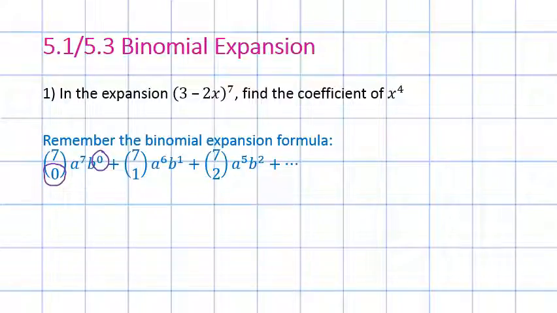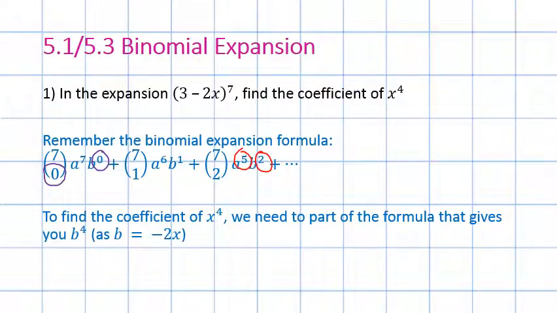The a and b indices always have to add to 7. So you can see, for example, on this one, because I have 2 here, to add to 7 I need a 5 here. So I'm going to need x to the power of 4. So to find the coefficient of x to the power of 4, we need the part of the formula that gives you b to the power of 4, because your a is 3 and your b is minus 2x. So in my nCr I would need 7 and 4. That gives me b to the power of 4, and so to make the indices add to 7 I'd need a to the power of 3.